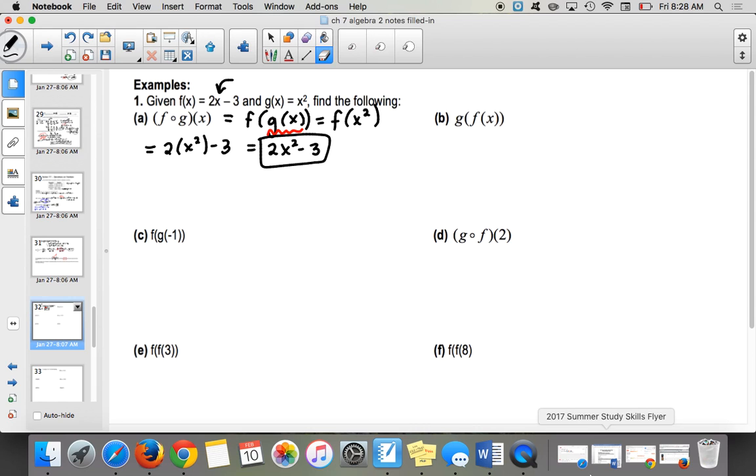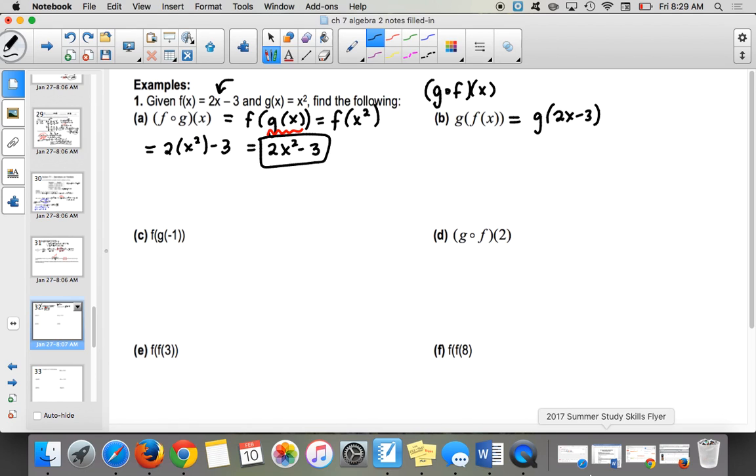So if you see g of f of x, I could have written that with the little circle, same thing. I like it with the parentheses better. I don't really like the little o, I think it's silly. So g of f of x is going to be g of, and then f of x was 2x minus 3.